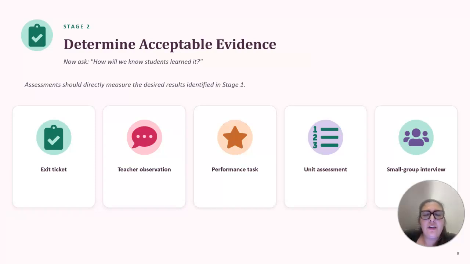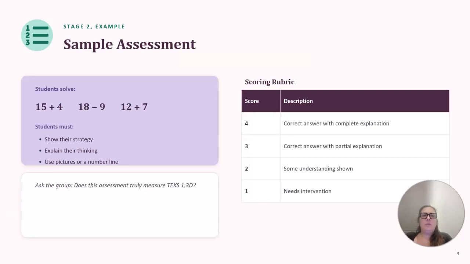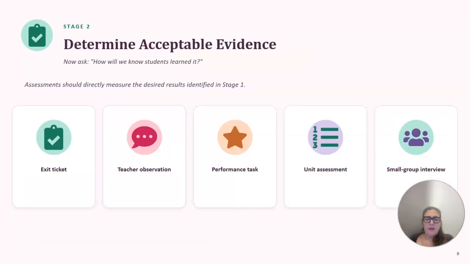Stage 2. Determine acceptable evidence. Once we know what students should learn, we ask our next question. How will I know they've learned it? This is where our assessment comes in. Assessment doesn't have to mean a unit test. It might be an exit ticket, a teacher observation, a student discussion, a performance task, or a conference. The important thing is that our assessment directly measures the learning target from the TICs.